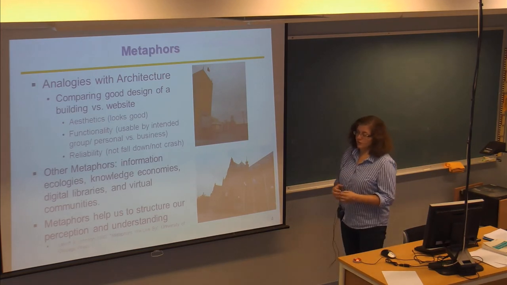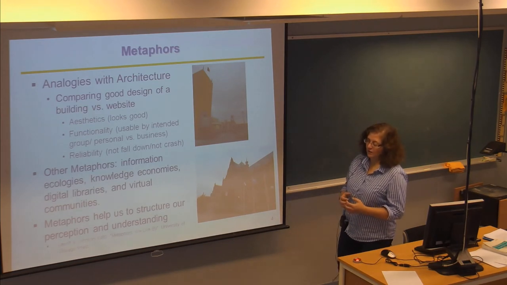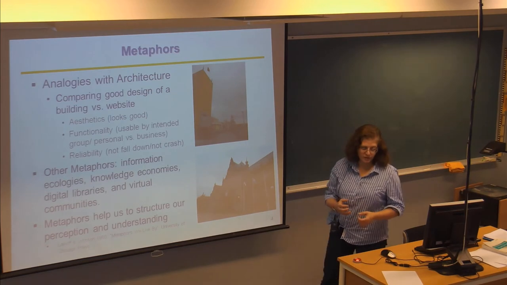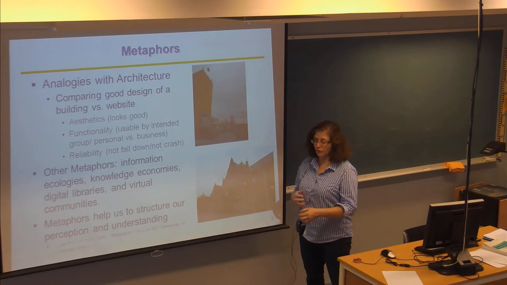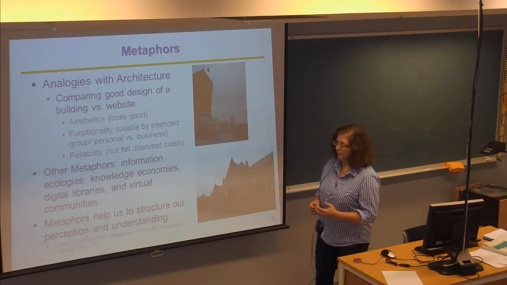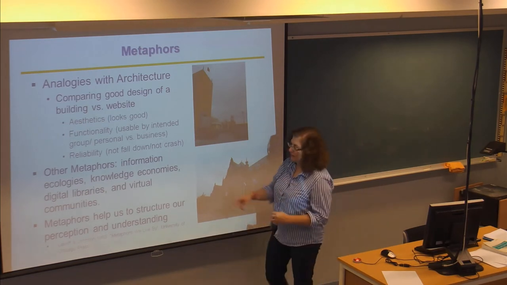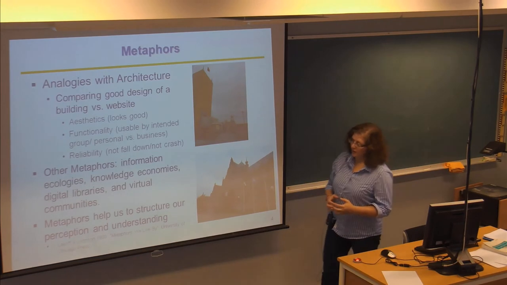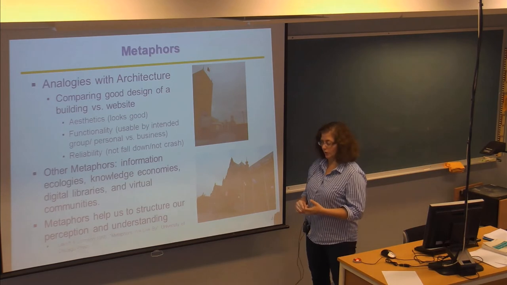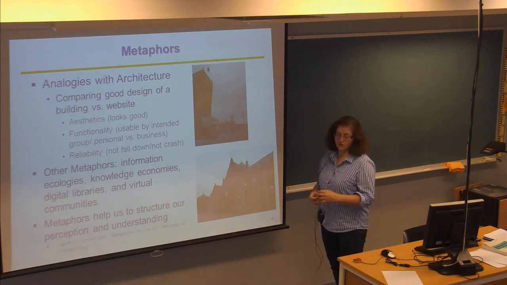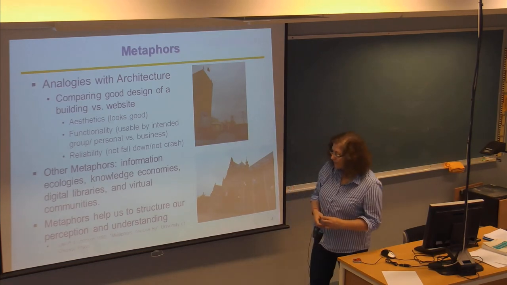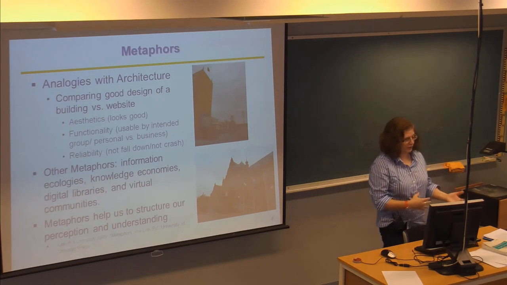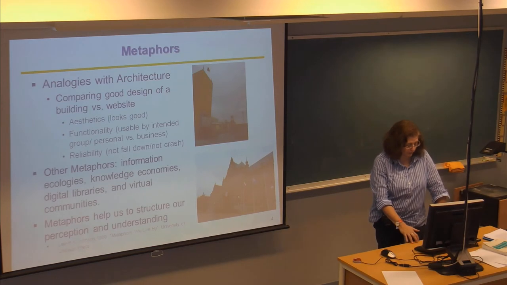The book also talks about other types of metaphors, like information ecologies. That has to do with all of the important stakeholders within an information system. It could be the users, the technologies involved, the actors, the networks. And also knowledge economies, comparing information systems to economies. Digital libraries, the use of the concept of libraries to understand how you organize and find information. And virtual communities to understand how networks of people communicate. So metaphors help us to structure our perception and understanding of these concepts. If we understand one area, it helps us to understand another area, like information architecture.